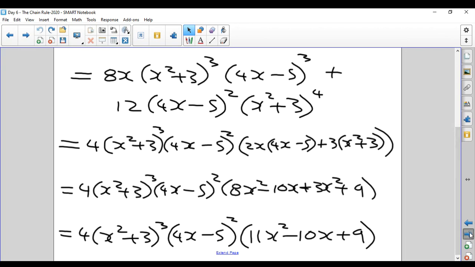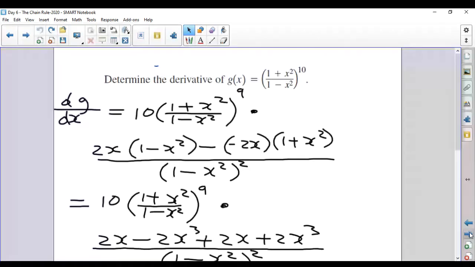Okay, one more. Let's try to derive something that has a quotient. So we're going to have to use the quotient law this time, and of course the chain law as well, the thing we just learned. So first thing I'm going to do is use that chain law. This is to the power of 10. So according to the chain law, I'm going to take 10 times the inside part raised to the power of 9. Then I'm going to have to find the derivative of the inside part.